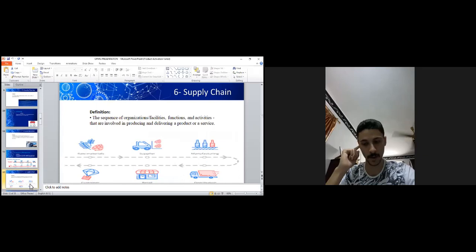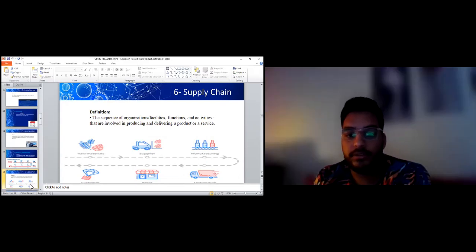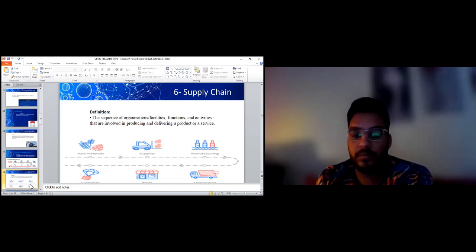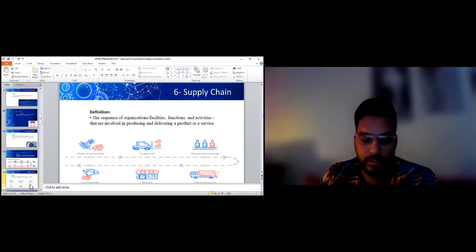Supply chain. Supply chain definition: the sequence of organizations, facilities, functions, and activities that are involved in producing and delivering a product or a service. Supply chain is a system operation. All supply chain activities from raw material to customer are integrated supply and demand management. Next slide.